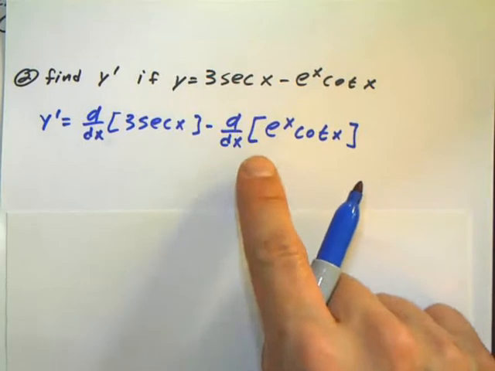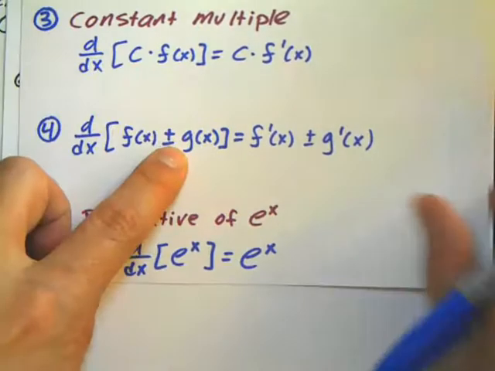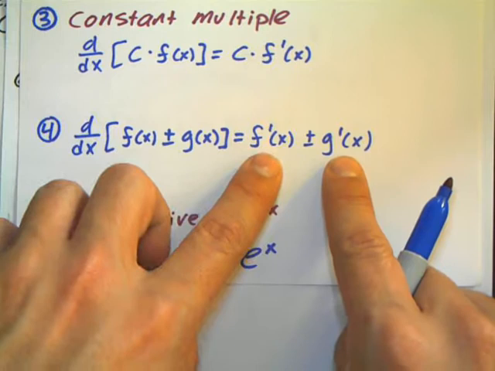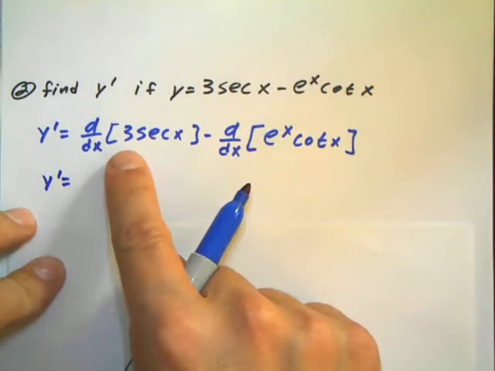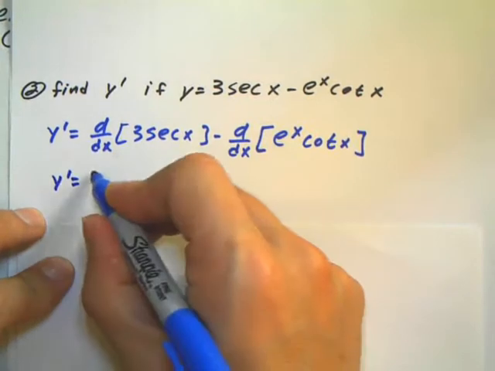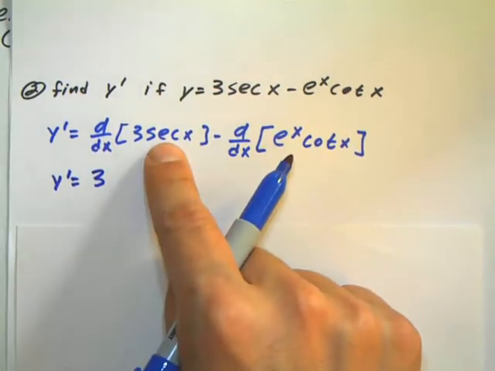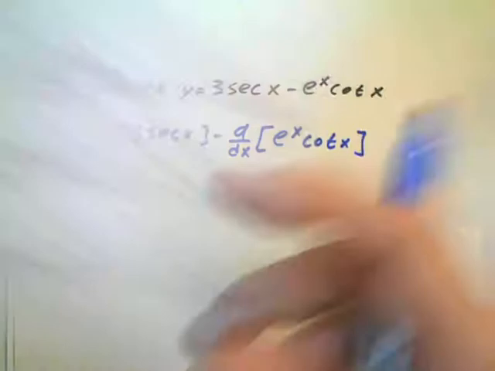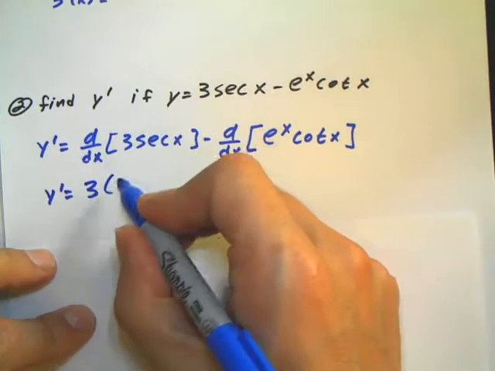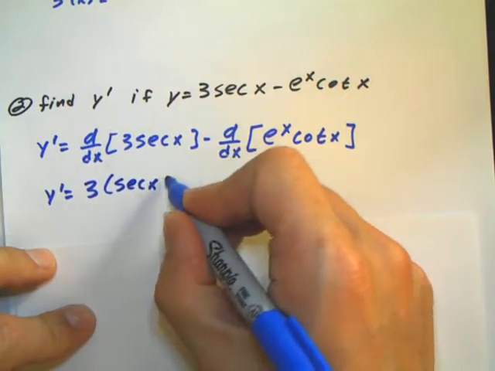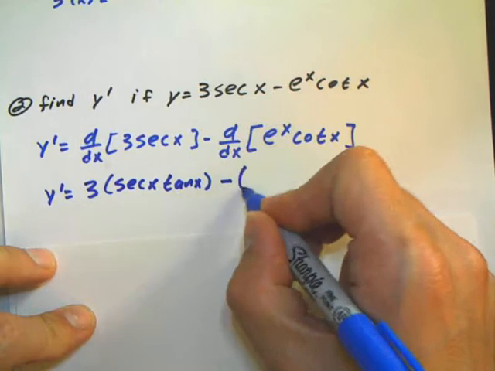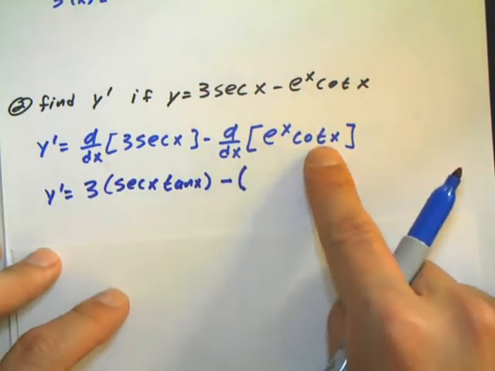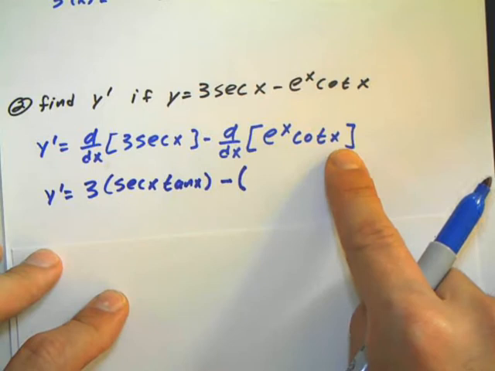I can separate these two based on one of the properties we learned in the previous section, which said you can split each individual derivative. This is just the constant multiple rule, so I can multiply 3 times the derivative of secant, which is secant tangent, minus, now because I'm multiplying e to the x times cotangent of x, I have to use a product rule on this piece of it.